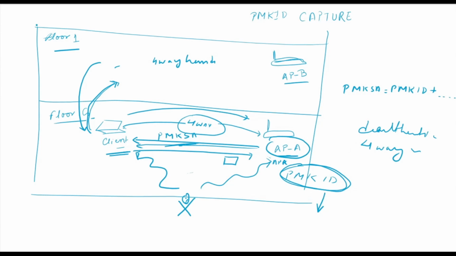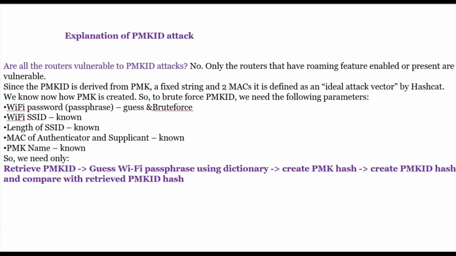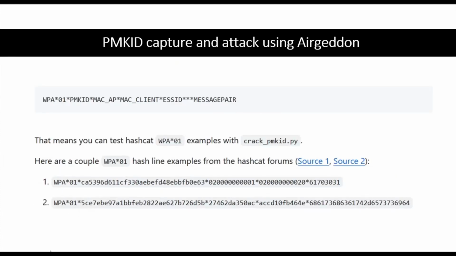Once the PMKID is captured, we can retrieve the password. So what is the method of retrieving the password? From the PMKSA, we will retrieve the PMKID. We will guess the Wi-Fi passphrase using a dictionary, create the PMK hash, create the PMKID hash, and compare it with the retrieved PMKID. So let me show you. This is the normal PMK caching algorithm. This is the PMKSA packet.